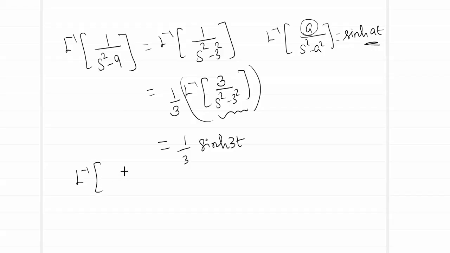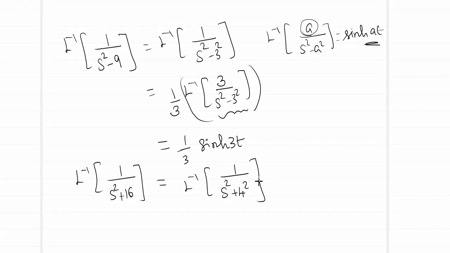Can you try Laplace inverse of 1 divided by s square plus 16? Yes. What can be done about this? It is Laplace inverse of 1 divided by s square plus 4 square. What I want in the numerator is a 4. But this 4 over here is missing. So I multiply by a 4 and I divide by a 4. The divide by 4, I take it outside the Laplace since it is a constant. So now it is 1 by 4 times Laplace inverse of 4 divided by s square plus 4 square.